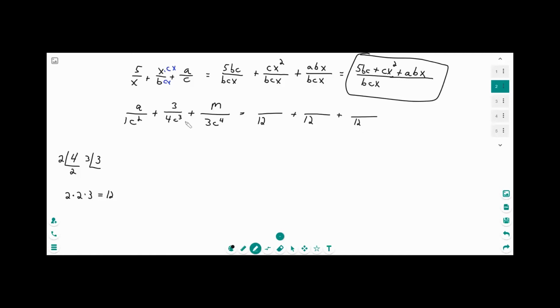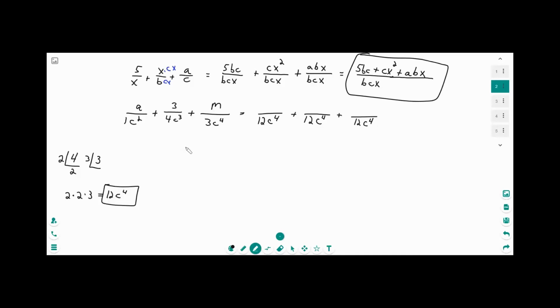Now let's look at our variables. We're dealing only with c's, right? So what's the greatest number of c's in any one term? We have a c squared, c to the third, c to the fourth. Well, the answer would be c to the fourth is the greatest one. Therefore, that's going to be what's in our least common multiple. So our least common multiple is going to be this. That is what we're going to use as our least common denominator.